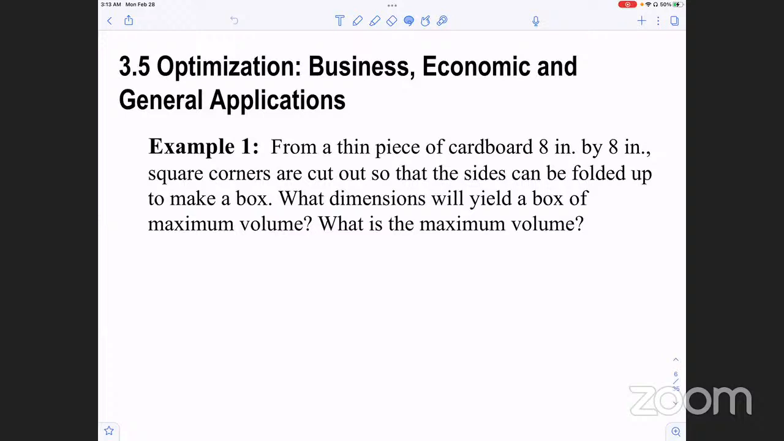We have this example. It says from a thin piece of cardboard, 8 inches by 8 inches, square corners are cut out so that the sides can be folded up to make a box. What dimensions will yield a box of maximum volume? And then what's the maximum volume, right? So we're starting with the square, right?